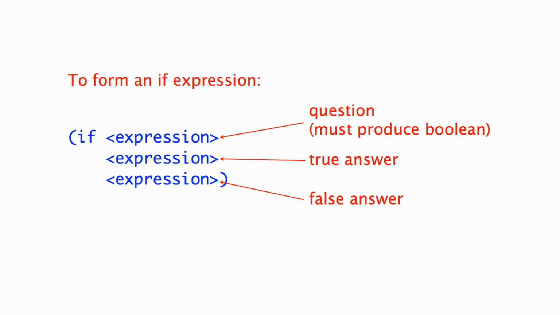If expressions are simple to form. It's open paren, if, and then three expressions and a closed paren. We call those three expressions the question, the true answer, and the false answer. And one key thing is that the question expression has to produce a Boolean value. So the question expression usually calls a predicate of some form.